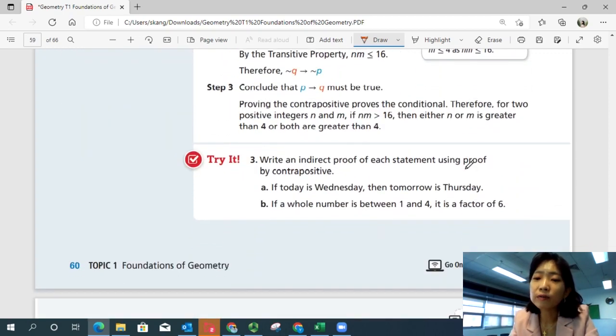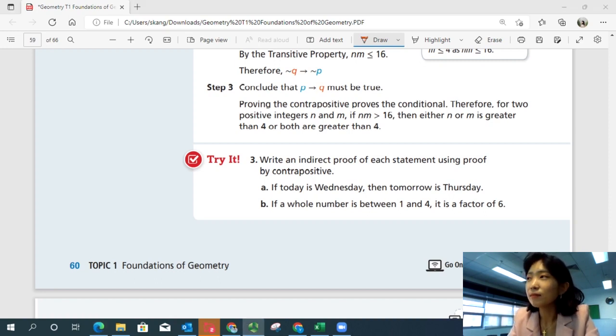So let's try number 3. Write an indirect proof of each statement using proof by contrapositive. Part A: If today is Wednesday, then tomorrow is Thursday. Write a negation for both the hypothesis and conclusion, and use indirect reasoning by contrapositive. Part B: If a whole number is between 1 and 4, it is a factor of 6. See if you can do it by yourself. Come back when you're ready for answers.